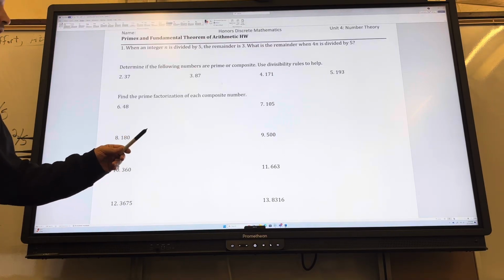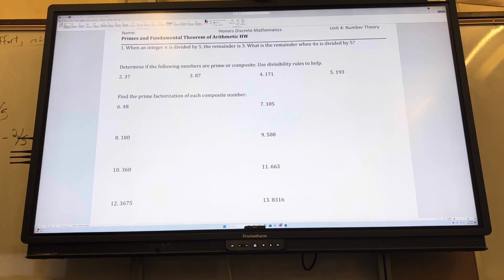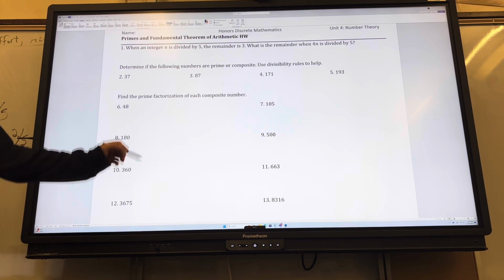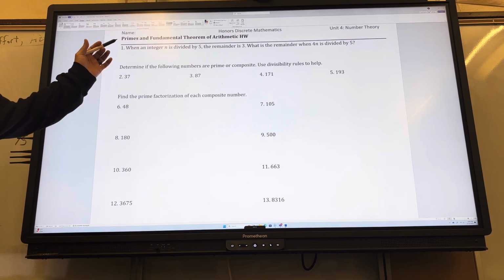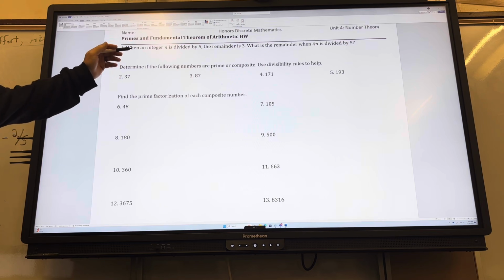I'm going to go over the homework from primes and the fundamental theorem of arithmetic. This would have been Wednesday night's homework. When an integer n is divided by 5, the remainder is 3. What is the remainder when 4n is divided by 5? So we're just going to divide this.